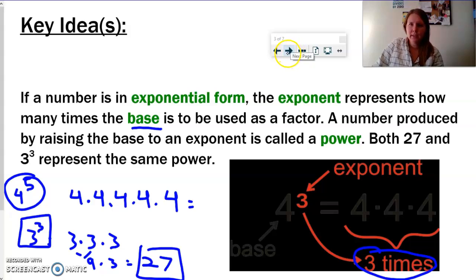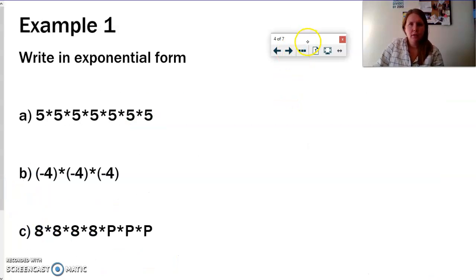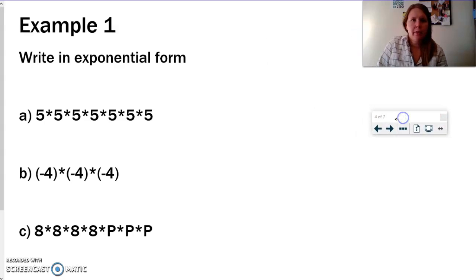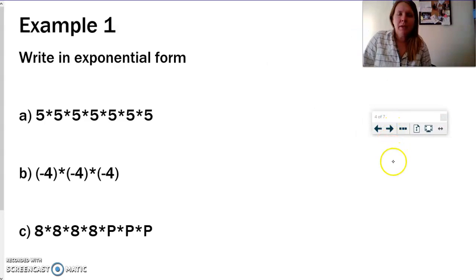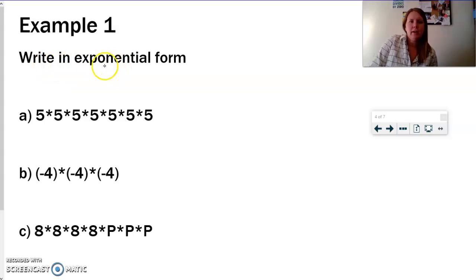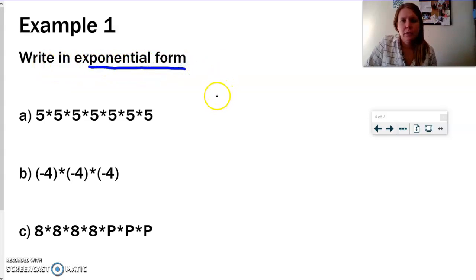So let's go ahead and take a look at some of our problems. As we are working with exponents, we need to really make sure that we are reading our directions, because sometimes they're going to ask us to actually evaluate them. Sometimes they're just going to say simplify. But in this case, it says write in exponential form. So really all it's asking me to do is write it with exponents.